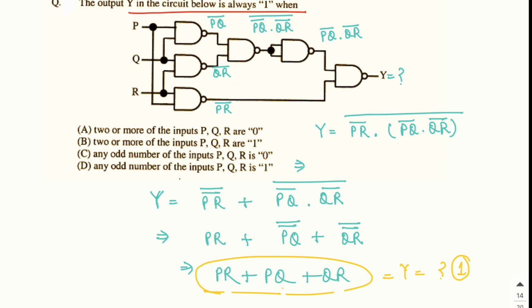The second option says that when 2 or more inputs p, q, r are 1. If any 2 inputs are 1, or let's say all the 3 are 1, then I'm going to get definitely one of these terms to be equal to 1. And if any one of these terms is equal to 1, then my search is finished, and yes, my output will always be 1. So definitely the answer to this question is B.